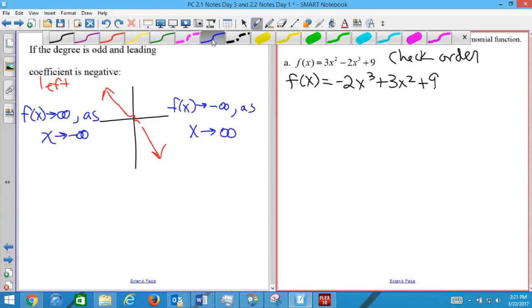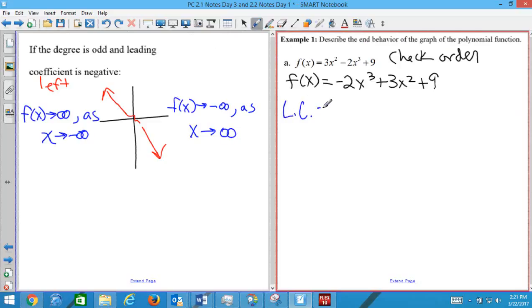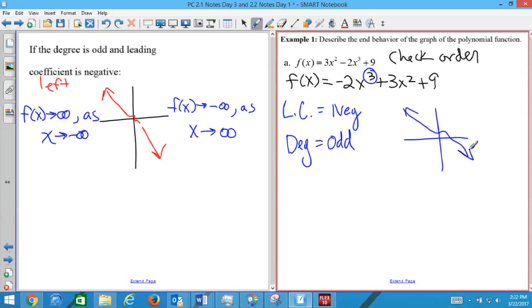So our leading coefficient, LC, is negative. And our degree is 3, so that's odd. This is me writing notes out so that we can compare it to what we were just doing. So if the leading coefficient is negative and the degree is odd, I know it's going to look something like that. I don't know what's happening in the middle. That's a mystery. But I know it'll look like this.